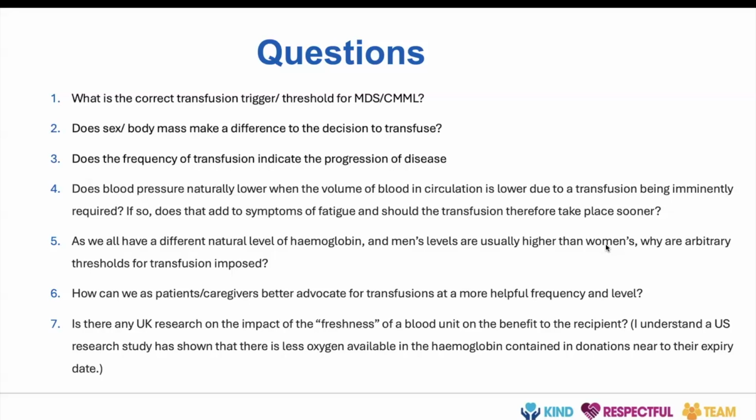Does blood pressure naturally lower when the volume of blood in circulation is lower due to a transfusion being required imminently? If so, does this add to symptoms of fatigue? And should the transfusion therefore take place imminently? There are lots of questions in there. Does blood pressure naturally lower when the volume of blood in circulation is lower? If it's significantly lower, then yes, it will. You can imagine blood pressure is caused by the amount of pressure in your blood vessels. If there is less in there because you have a lower hemoglobin, then your blood pressure will drop.